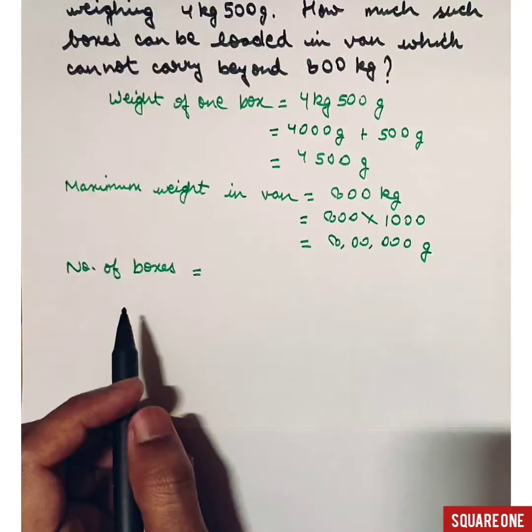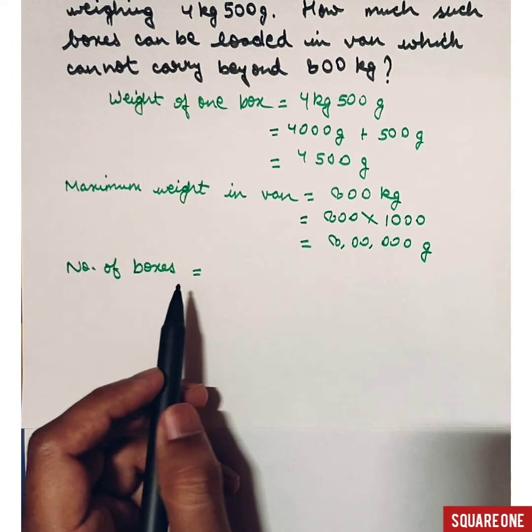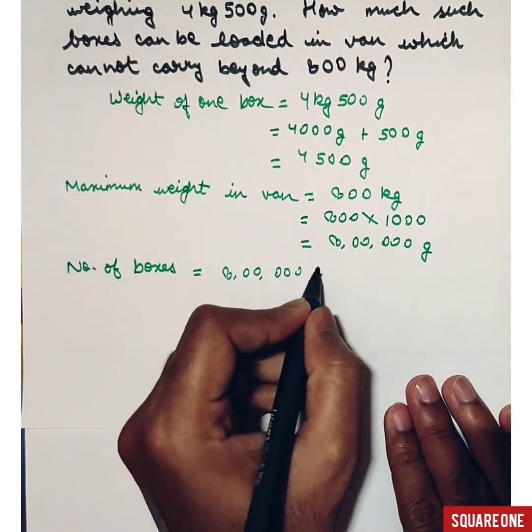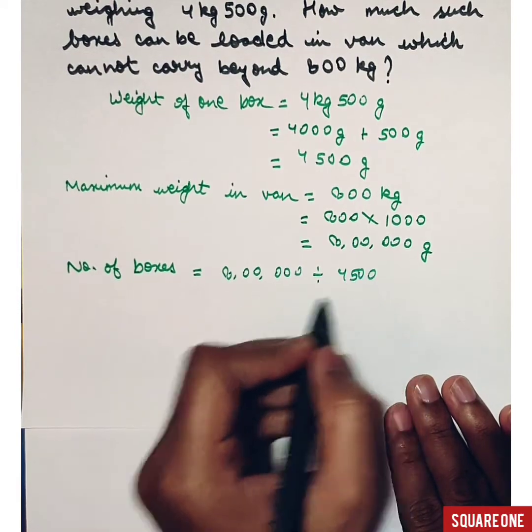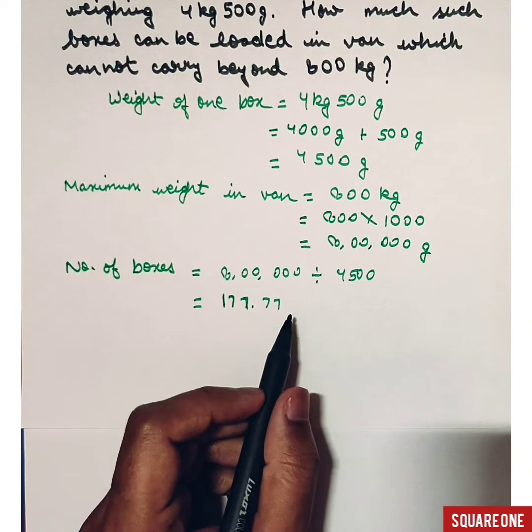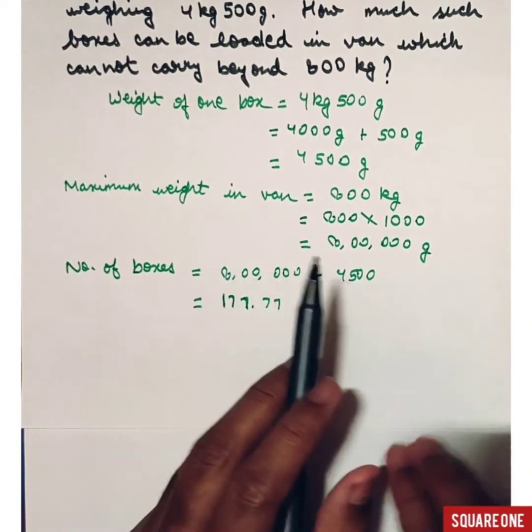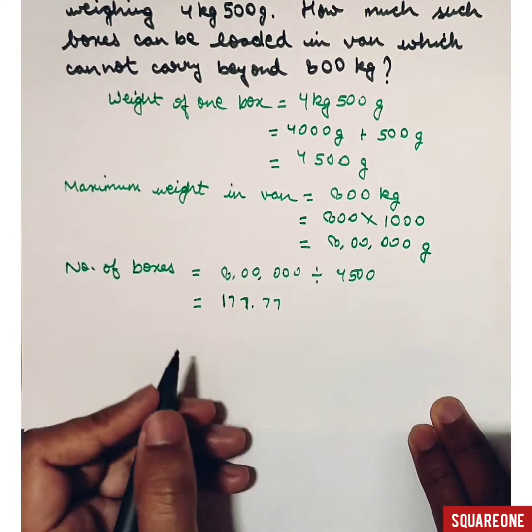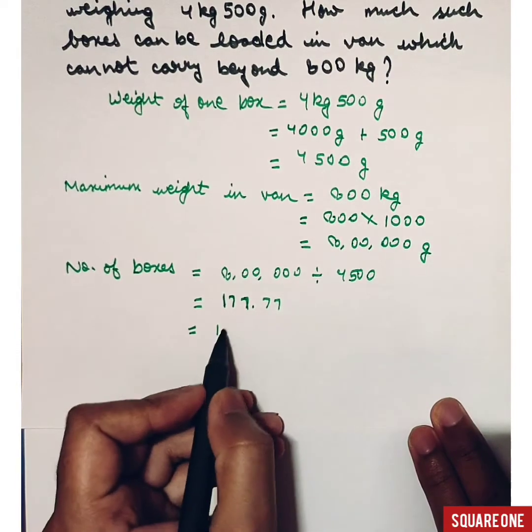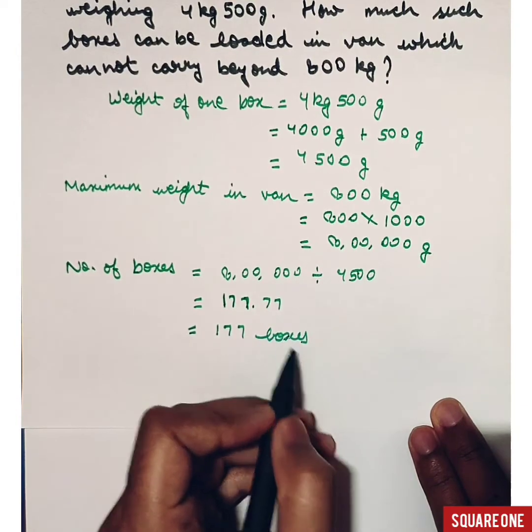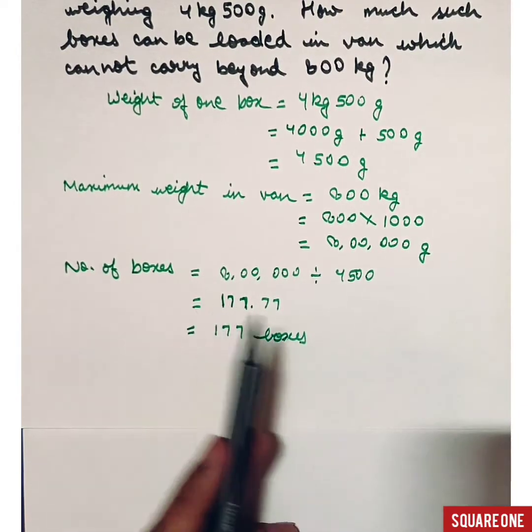To find out the number of boxes that can be carried, we divide 8 lakh by 4500 and we get the answer as 177.77. Again we have to find out the number of boxes. That means we have to tell the number of complete boxes that can be carried. So we can only put 177 boxes. We cannot break a box and put it. We are asked about the complete boxes.